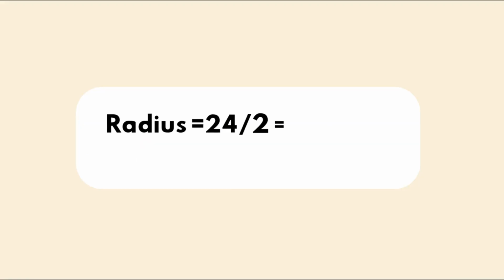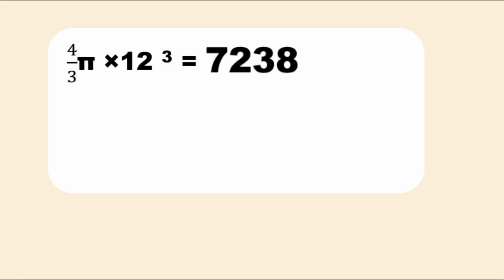Now we use the formula for the volume of a sphere, 4/3 πr³. So this becomes 4/3 π multiplied by 12³. When you calculate this, the volume of LDL comes out to be 7,238. Next, let's calculate the ratio. The cholesterol volume given is 523, so the ratio is 7,238 divided by 523. It gives a value of 13.8.